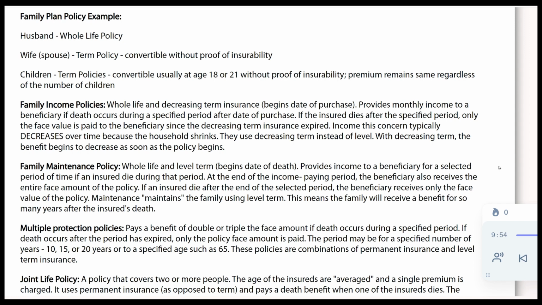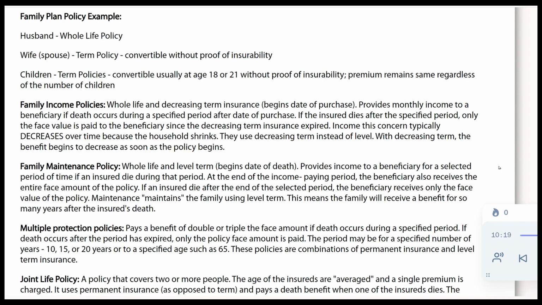Family income policies. Whole life and decreasing term insurance begins at date of purchase. Provides monthly income to a beneficiary if death occurs during a specified period after date of purchase. If the insured dies after the specified period, only the face value is paid to the beneficiary since the decreasing term insurance expired. Income typically decreases over time because the household shrinks. They use decreasing term instead of level. With decreasing term, the benefit begins to decrease as soon as the policy begins.